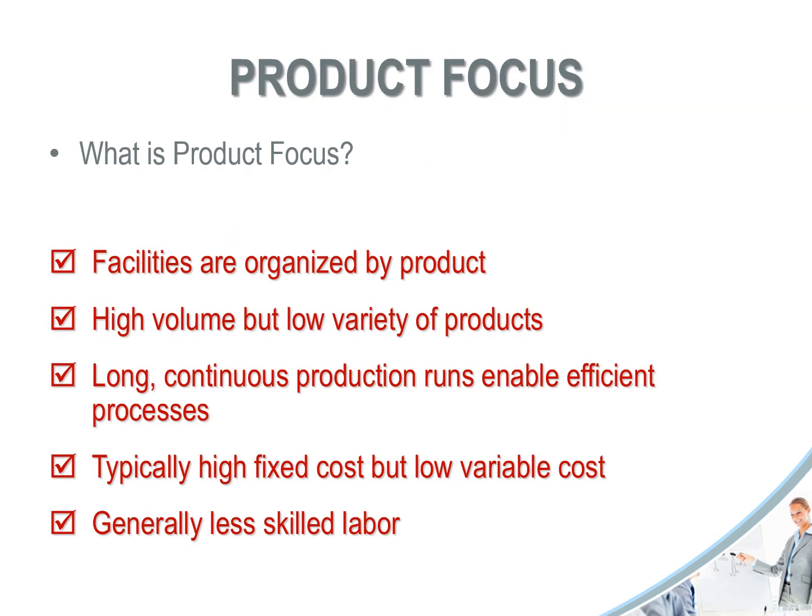Product focus is when facilities are organized by the product. High volume, but a low variety of products. It's pretty much a long, continuous production that runs enabled efficient processes. Typically, there's a high fixed cost, but a low variable cost. And for this, we generally use less skilled labor.